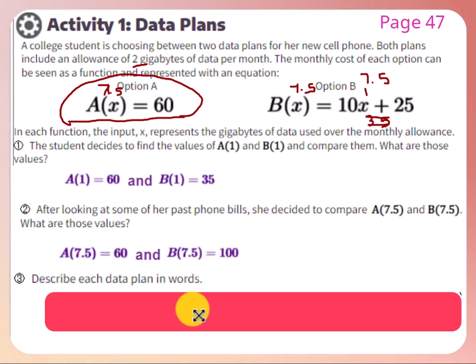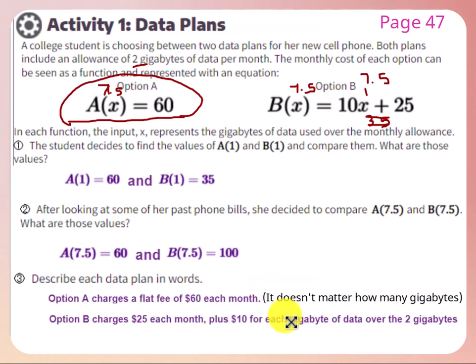Now describe each data plan in words. So we're going to go back to the words up here, the math that we've been doing, and we're going to put it all together. Option A charges a flat fee of $60 each month. It doesn't matter how many gigabytes you use. Option B charges $25 each month, plus $10 for each gigabyte over the 2 gigabytes.